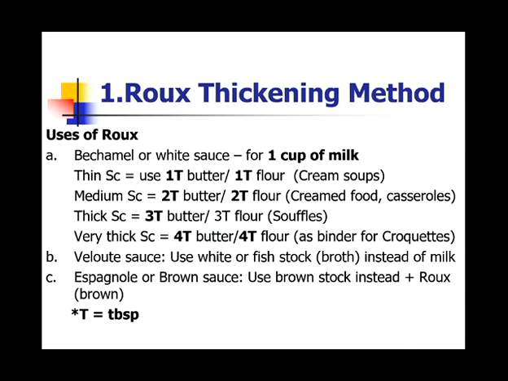Very thick sauce will be 4 and 4. 4 tablespoons of butter, 4 tablespoons of flour for every 1 cup of milk used, then it's even thicker. It's almost like pasty, very thick. When it's so thick, you could easily use that as a binder, such as when you use croquettes. Chicken croquettes, turkey croquettes, corn croquettes, all kinds, deep fat fried.